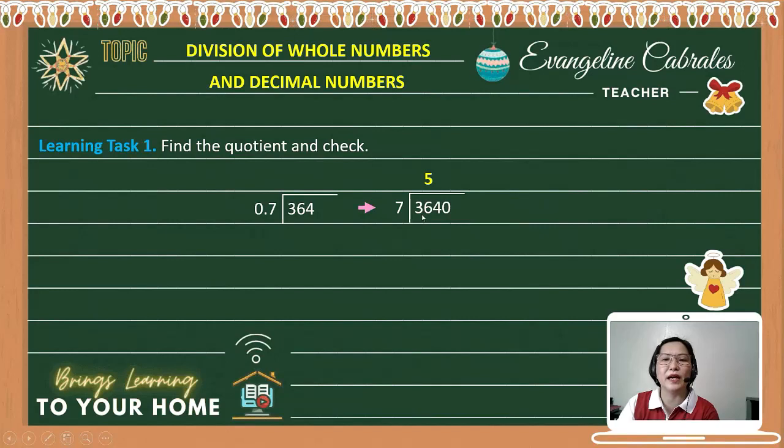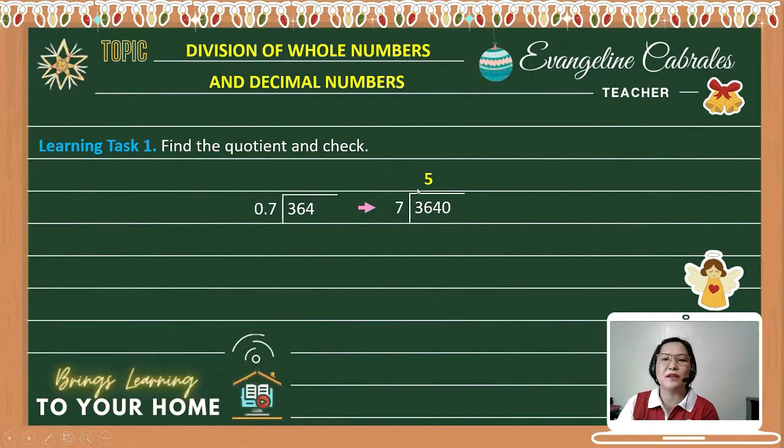So, divide now. 36 divided by 7 is 5. Bakit 36 ang ginamit ko? Kasi yung 3, pag dinivide sa 7, cannot be. Kaya hindi na siya gagamitin. Automatic, gagamit ako ng dalawang digit, which is 36.